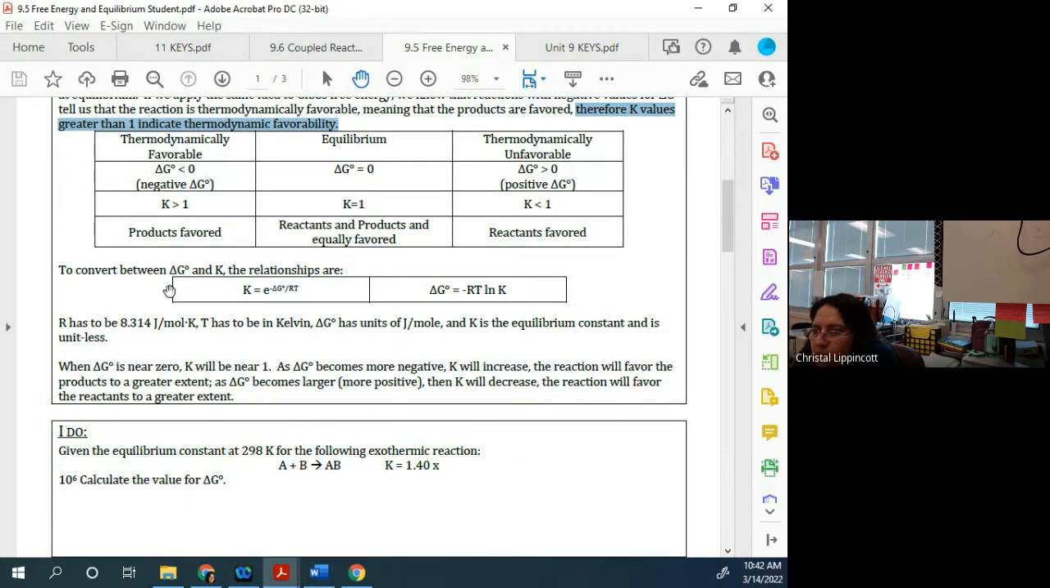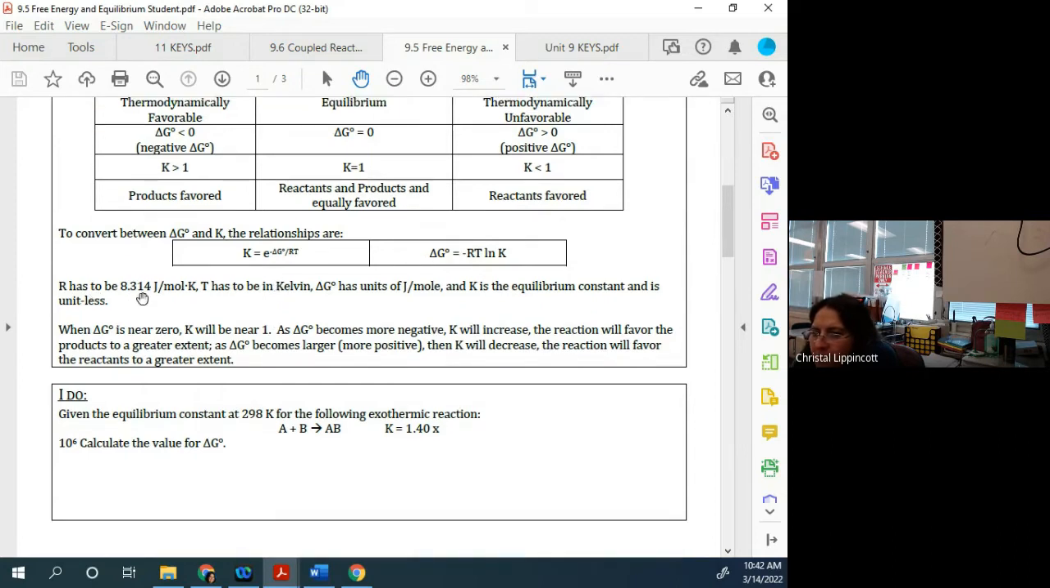So when we are doing this, we are going to convert between delta G and K, and this equation allows us to do that. R is the gas constant that we learned about when we did the ideal gas law. R is 8.314 joules per mole Kelvin. Temperature has to be in Kelvin for delta G to work and for the units to cancel out properly.